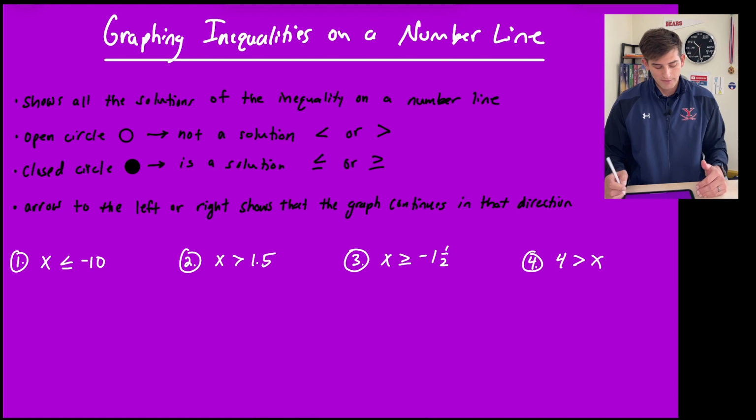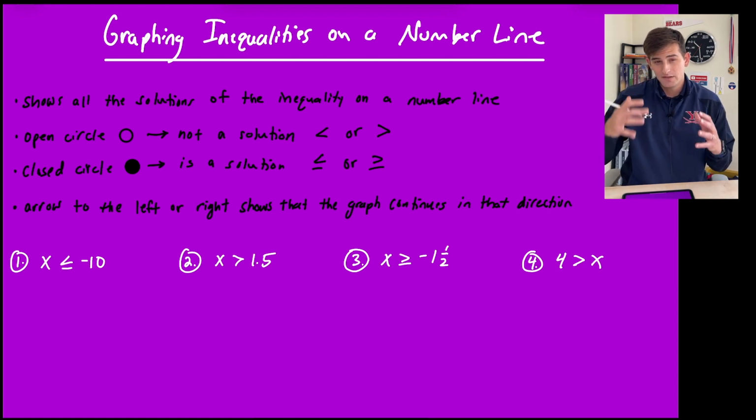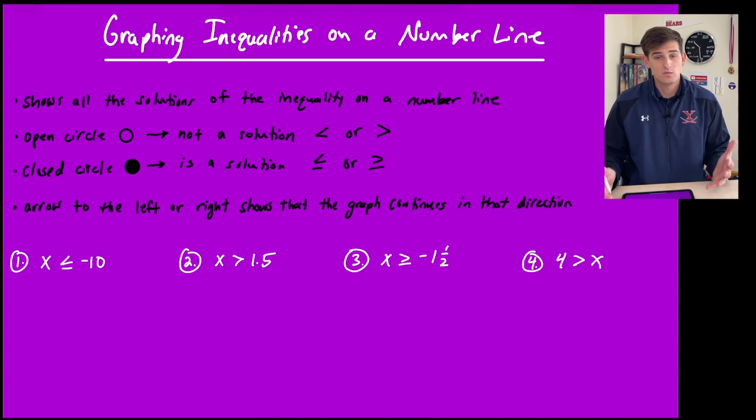So let's look at number 1. x is less than or equal to -10. Well, would -10 be a solution there? Well, yes, it would, because it is equal to -10. So when we put our circle on -10, we're going to shade it because we're saying that -10 would also be a solution to this inequality.